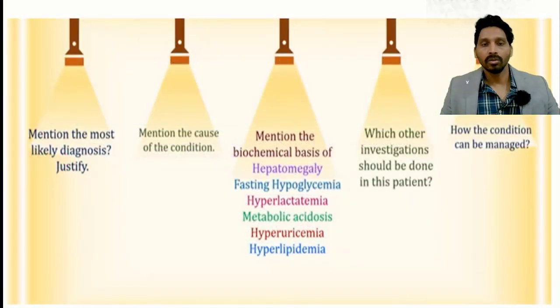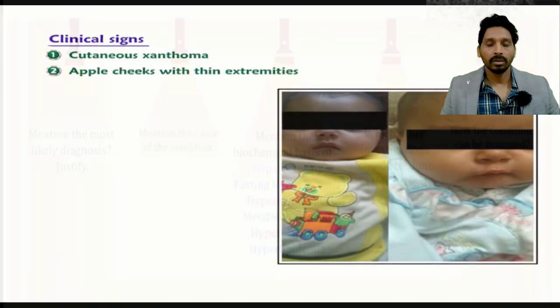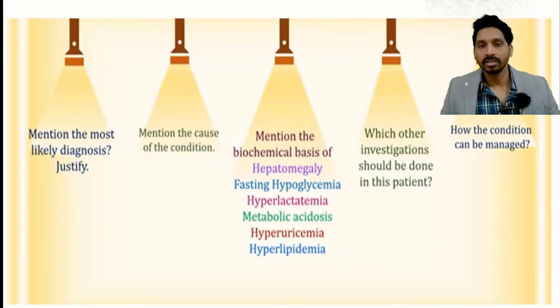Yeah. So we have already discussed what is the most likely diagnosis, and we have given justification. Mention the cause: deficiency of glucose 6-phosphatase. Mention the biochemical basis for hepatomegaly, fasting hypoglycemia, hyperlactemia, metabolic acidosis, hyperuricemia, hyperlipidemia.